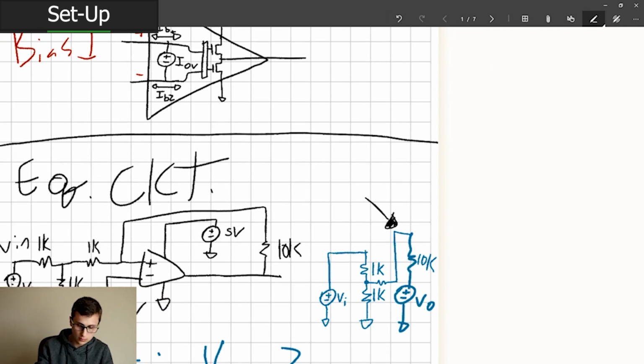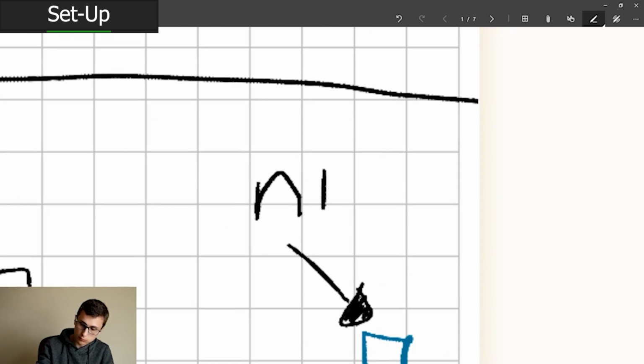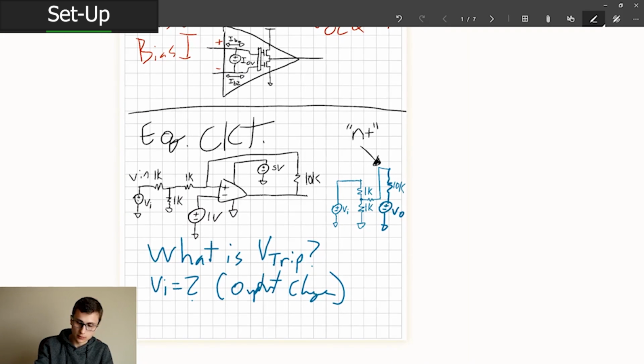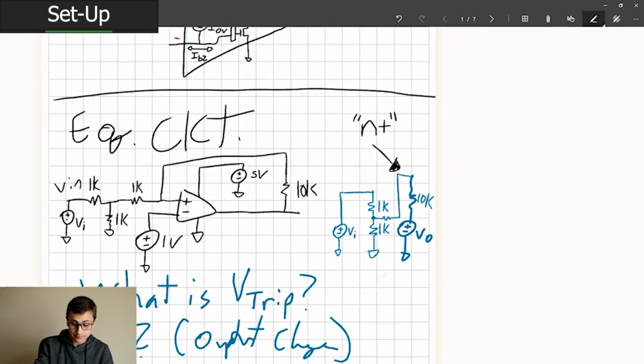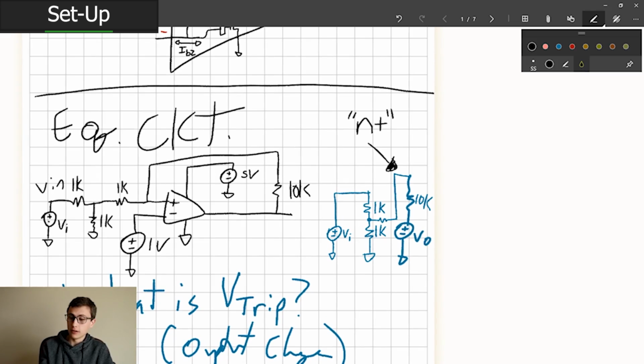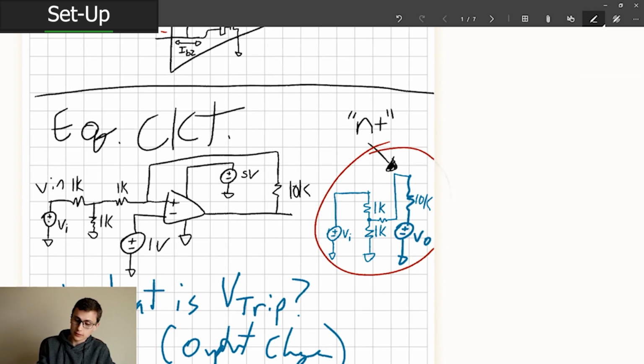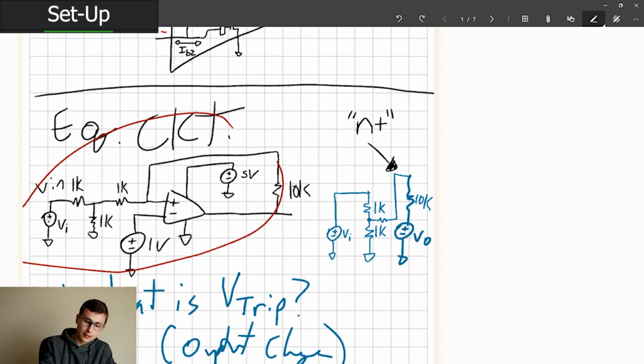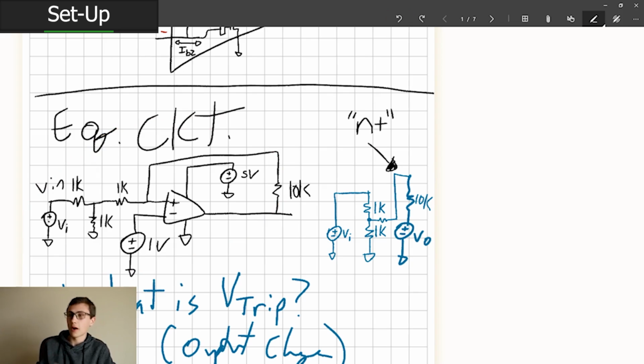This node is node plus. That's what we're going to call that. It's our positive terminal of the comparator. Okay. That looks really weird, right? These two circuits look very, very different. This doesn't look anything like that. Where did the comparator go?